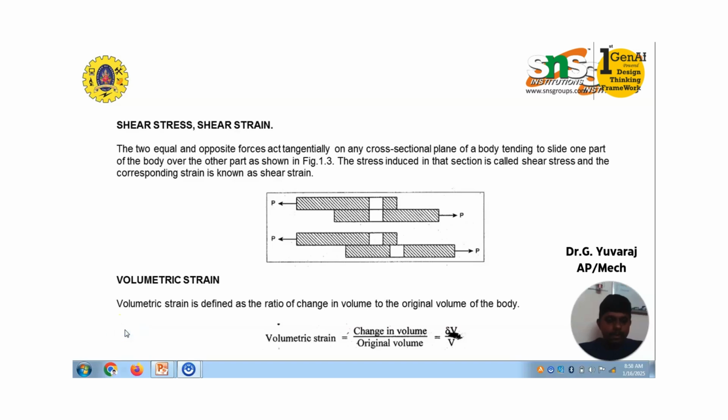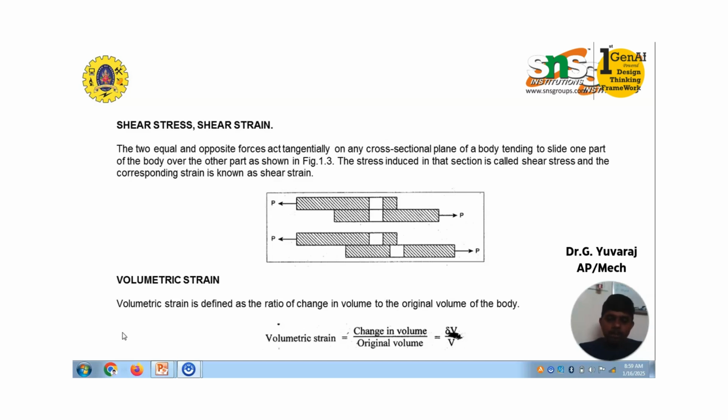Hey guys, in continuation with the previous session, we are going to see about the volumetric strain. Volumetric strain means whenever a circular rod is subjected to either an axial pull or an axial push, changes will take place. That change is the change in volume.